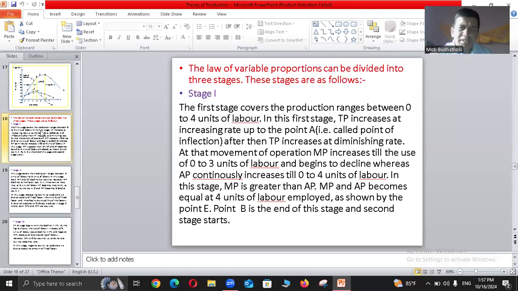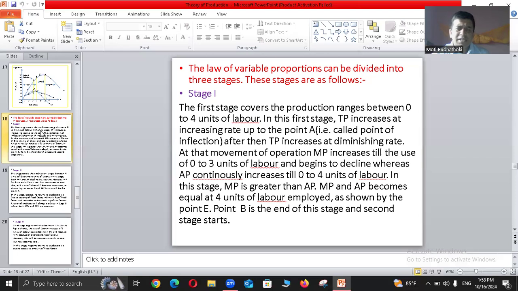The law of variable proportion can be divided into 3 stages. These stages are as follows. Stage 1: the first stage covers the production range between 0 to 4 units of labor. In this first stage, TP increases at an increasing rate up to the point A, that is called the point of inflection. After that, TP increases at a diminishing rate. At that moment of operation, MP increases through the use of 0 to 3 units of labor and begins to decline, whereas AP continuously increases through 0 to 4 units of labor.